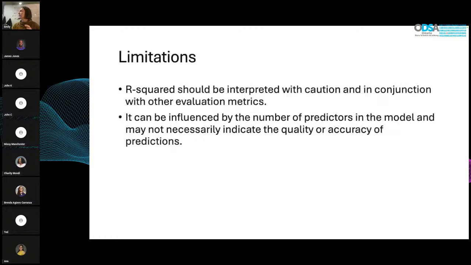So, the limitations of R squared: it should be interpreted with caution and in conjunction with other metrics, because it can be influenced by the number of predictors in the model and may not necessarily indicate the quality or accuracy of the predictions.